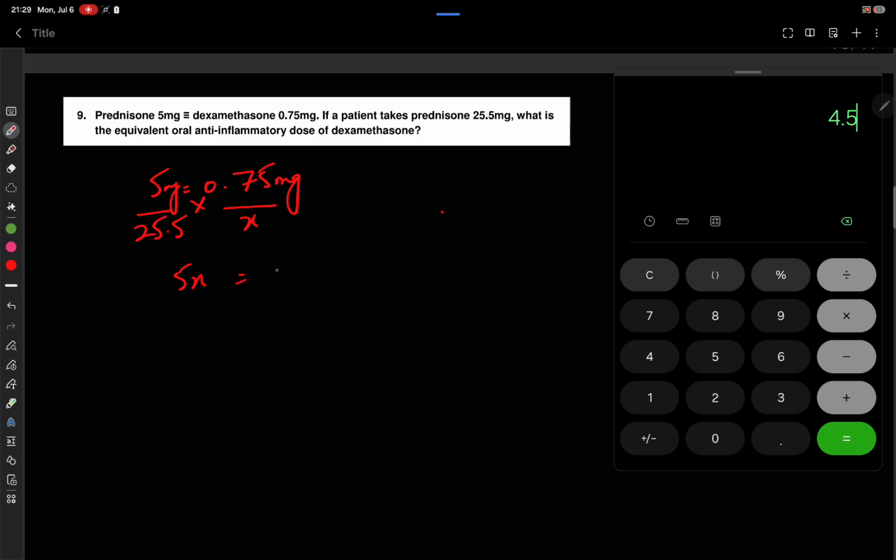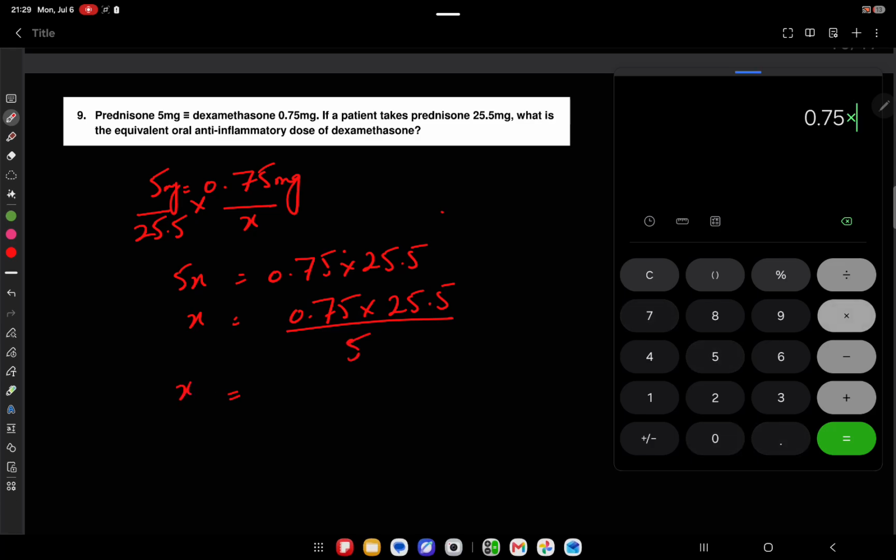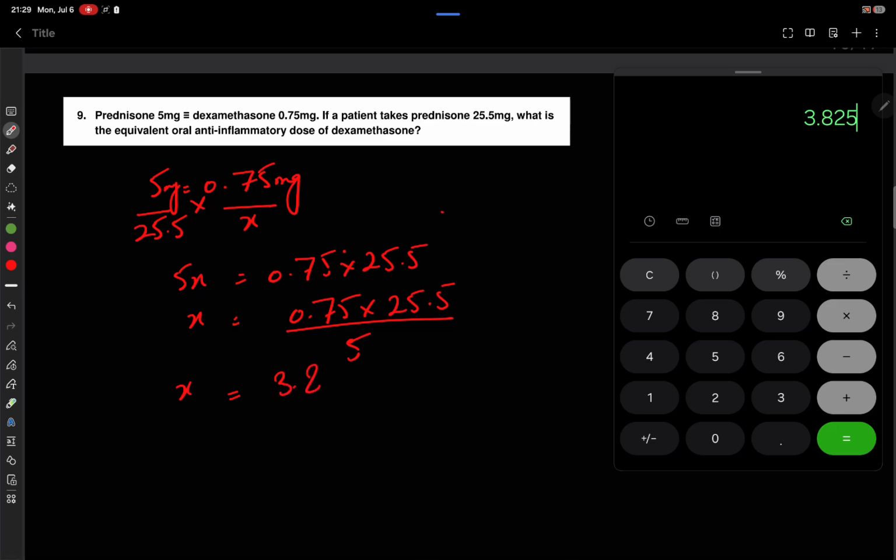So cross multiplication again: 5x is equal to 0.75 multiplied by 25.5. X is equal to 0.75 into 25.5 divided by 5. Now we have to solve the equation. 0.75 into 25.5 will be equal to 19.125. Divide it by 5 and the answer is 3.825. 3.825 milligram of dexamethasone.